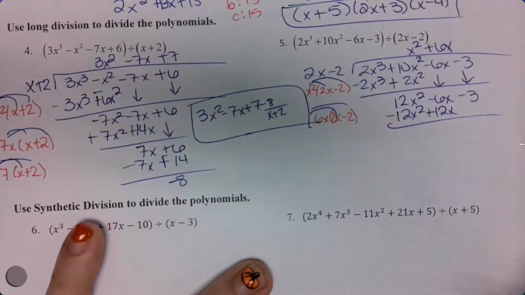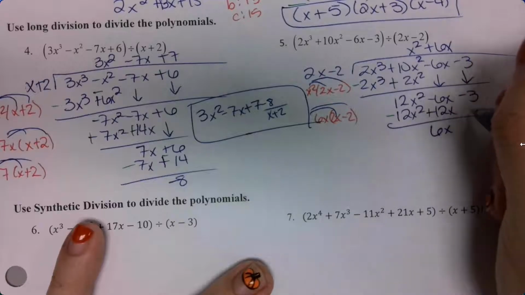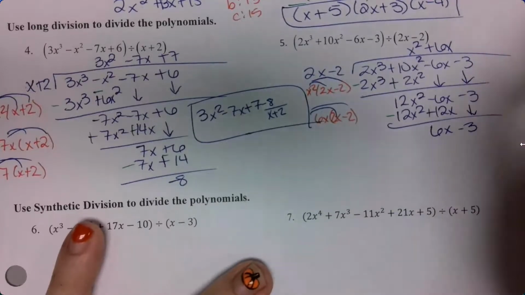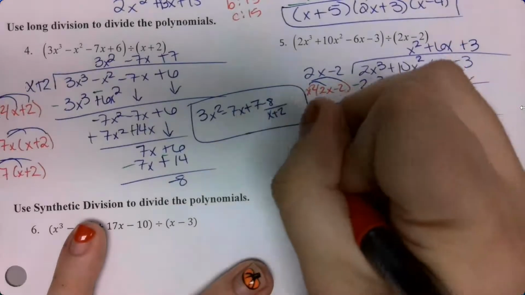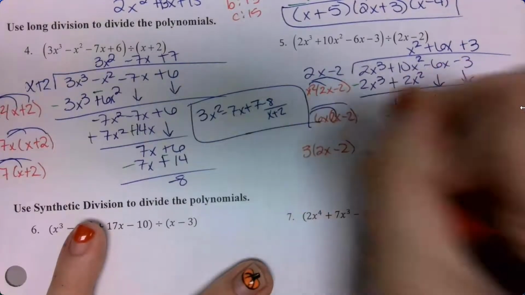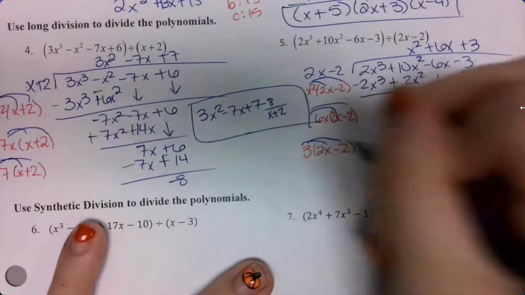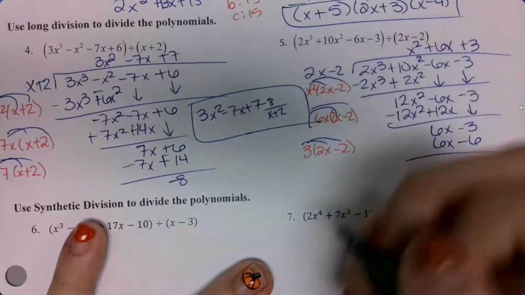12x squared minus 12x squared is 0. Negative 6 plus 12 is positive 6x. And then that minus 3 goes down. I want to turn 2x into 6x. I need to multiply by 3. So that's going to give me 6x. 3 times negative 2 is negative 6. Then I want to change my signs.